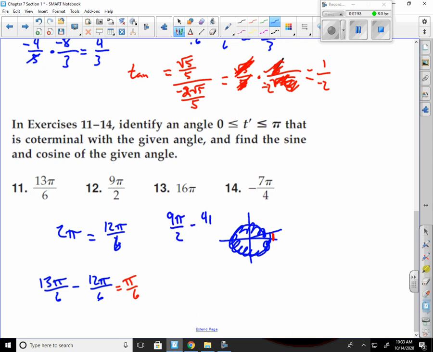So I can subtract 4 pi over 2 because that's one trip around it. You'll notice that I end up with 5 pi over 2, so I did not take enough away. Subtract another 4 pi over 2. That gives me just pi over 2. Pi over 2 is here. So our answer would be cosine of pi over 2 is 0, and the sine is 1.